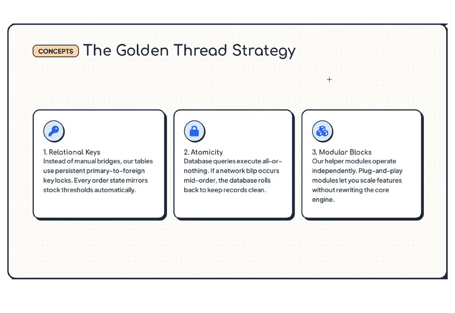Then you've got the atomicity. Database queries execute all or nothing if a network blip occurs mid-order. That's the one I call a hit. That's why I used to do those duplicate things, because you could get a blip. But if you've got a backup that will do the thing for you, then you have less chance of being down for a while. So the database rolls back to keep the records clean.